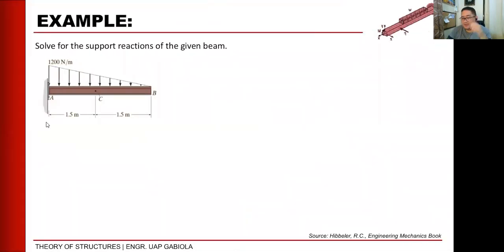Next, we have the second example. We have what type of support dito? O what type of beam yung meron tayo ngayon? Triangular, sir. Yung loading natin is triangular, yes. Pero yung type of beam natin, cantilever. Okay. So cantilever, yes. Fixed beam tayo sa isang end, ibig sabihin, no? So, following our said step, no? So, drawing lang natin yung free body diagram natin. So, ayan.